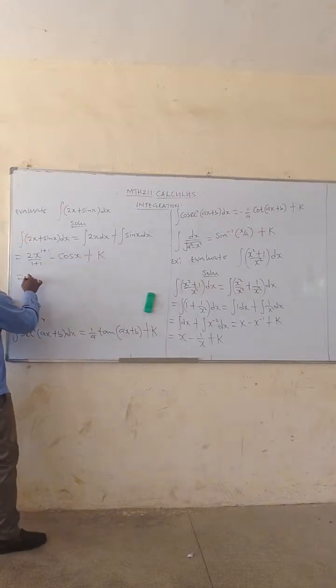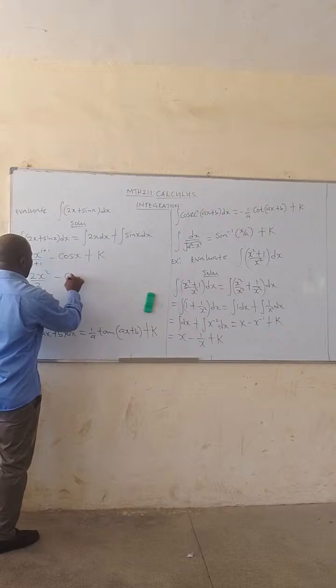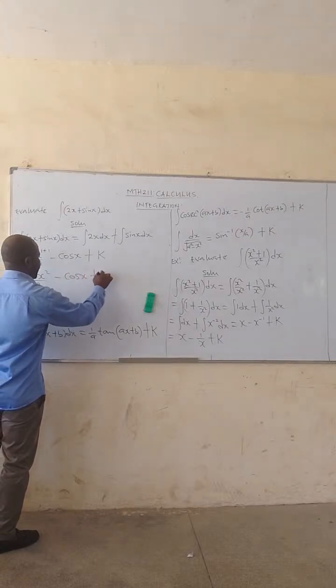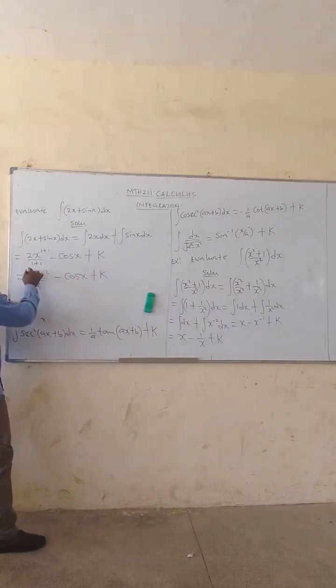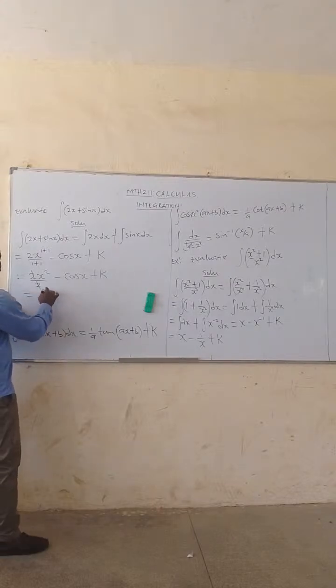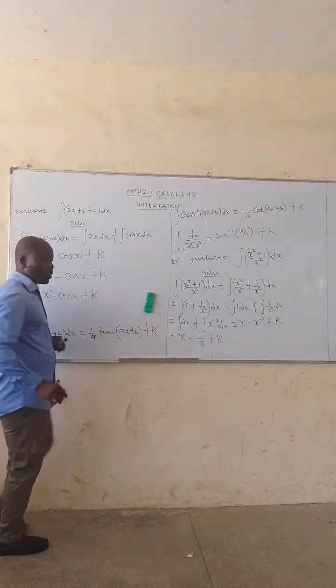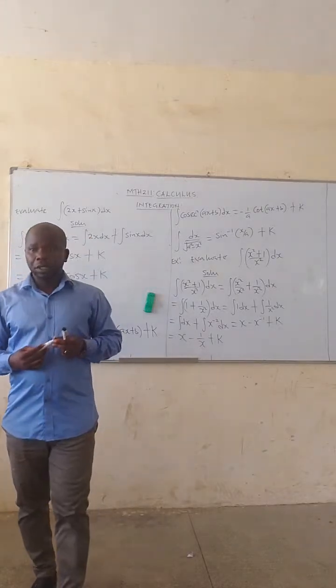Then this is going to give us 2x squared all over 2 because 1 plus 1 is 2. Then minus cos x plus k. This and this will cancel. True or false? Then this is equal to x squared minus cos x plus k. Any question?